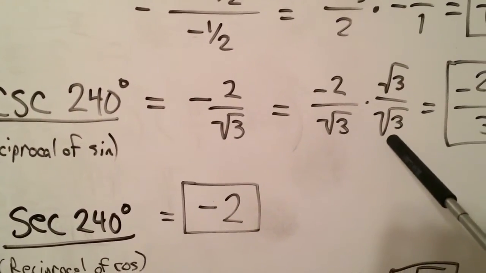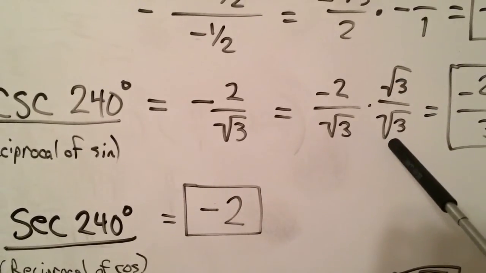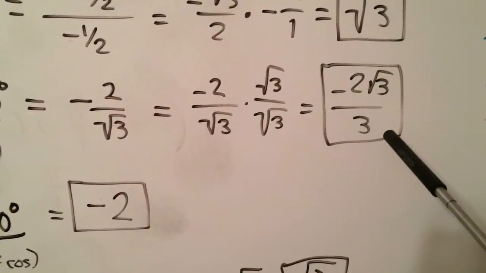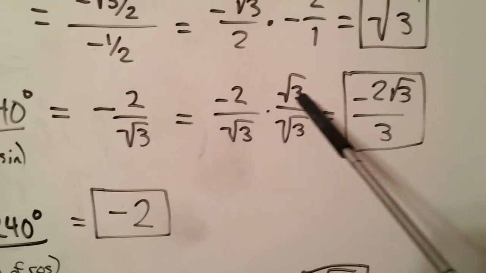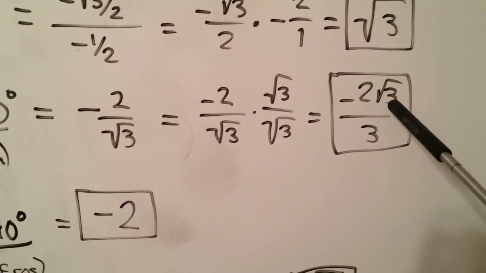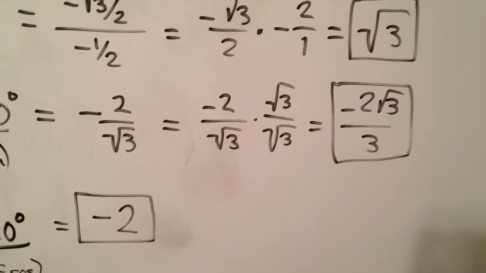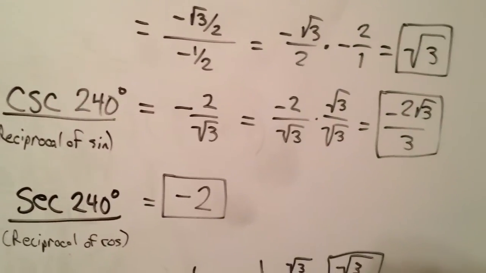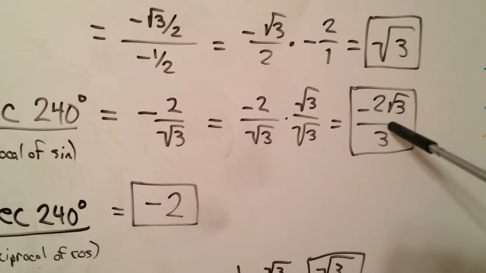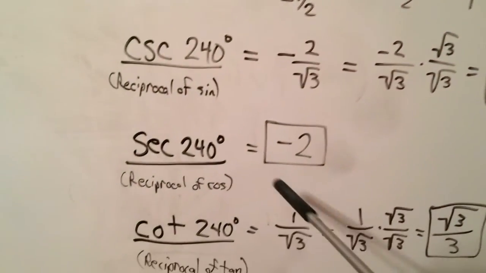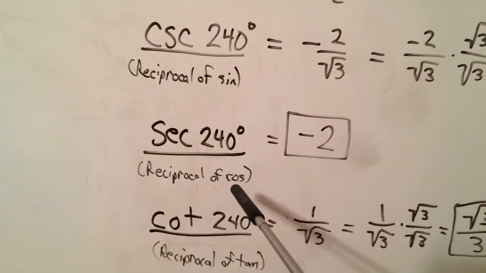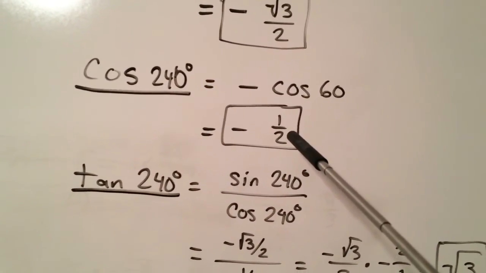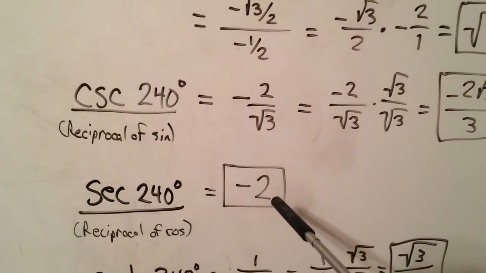So we need to multiply top and bottom by square root of 3 to rationalize the denominator. Therefore, getting 3 on the bottom. And on the top, negative 2 times square root of 3 is negative 2 square root of 3 on top. So the cosecant of 240 degrees is negative 2 square root of 3 over 3. The secant of 240 degrees is the reciprocal of cosine. Cosine was negative 1/2, so the reciprocal of negative 1/2 is negative 2.